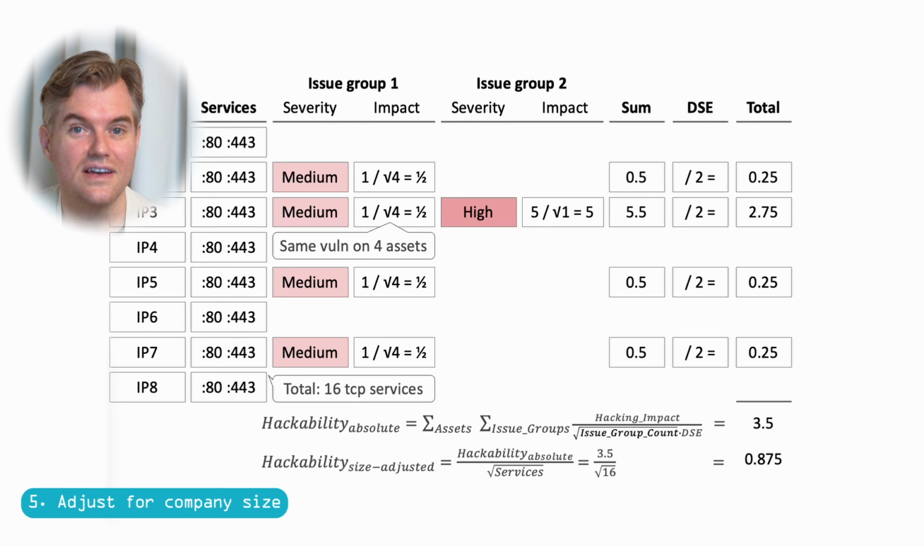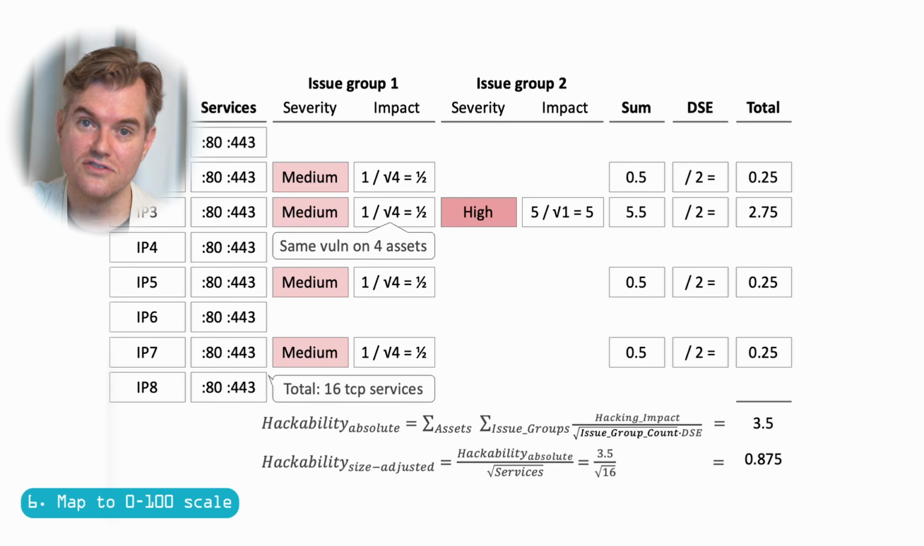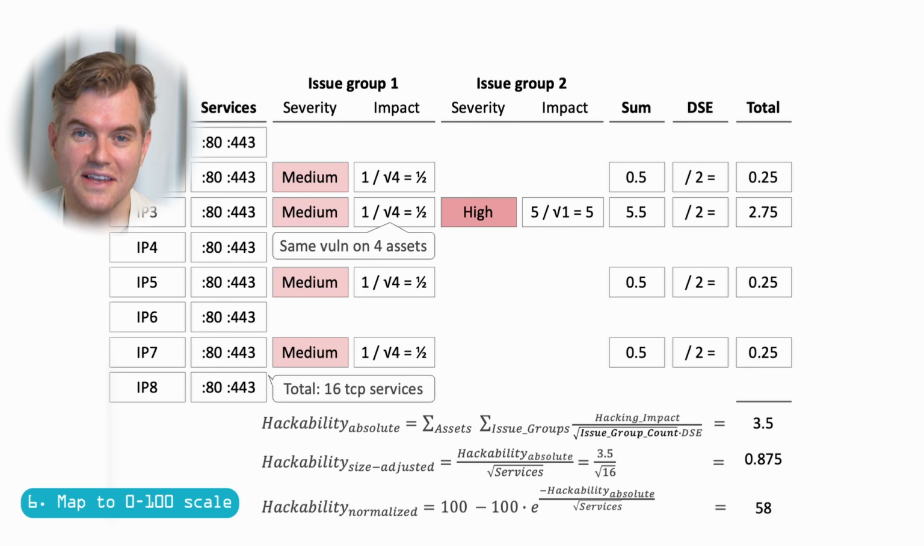So we divide again by the square root of 16 for these diminishing returns. That's 0.875, but that's not the normalized hackability score yet, because the second step is to put that on the 0 to 100 scale. And in this case, we derive a 58. This is slightly worse than average if you say your average is this 50 line in the middle.